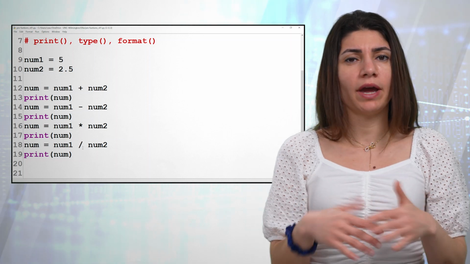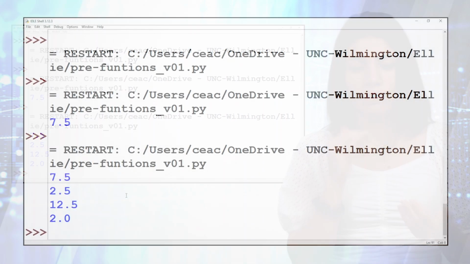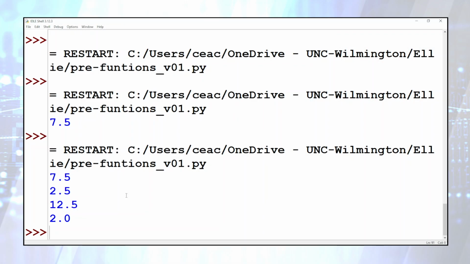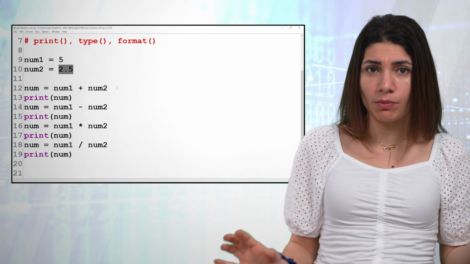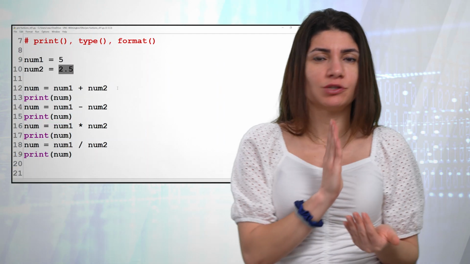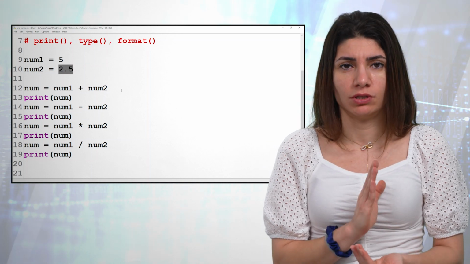Okay, so let's go ahead and run this piece of code that we have and see what we get. The addition of the two is 7.5, the subtraction is 2.5, the multiply is 12.5, and then the division is 2.0. As you see, all of them have the floating part to it. The reason is, as when we talked about arithmetic operations, if at least one operand is type float, the result is going to be type float.